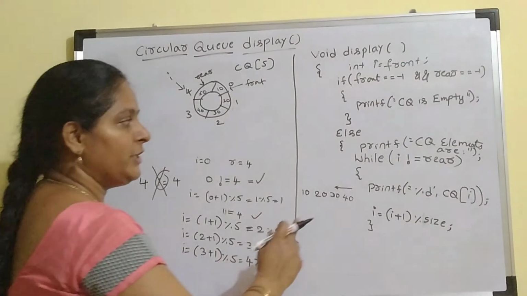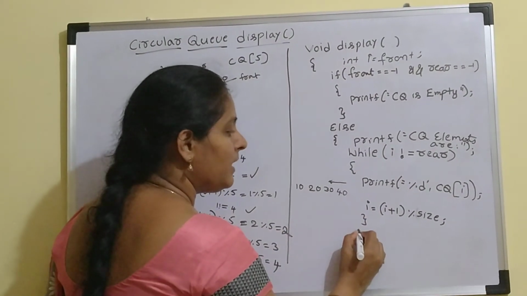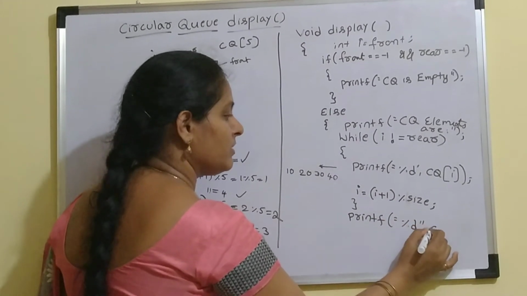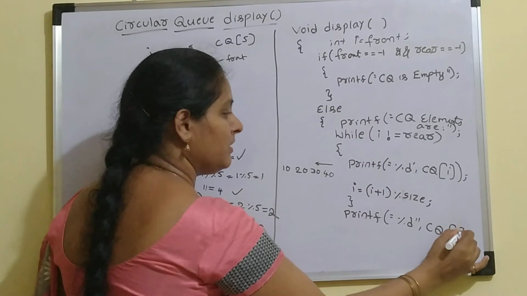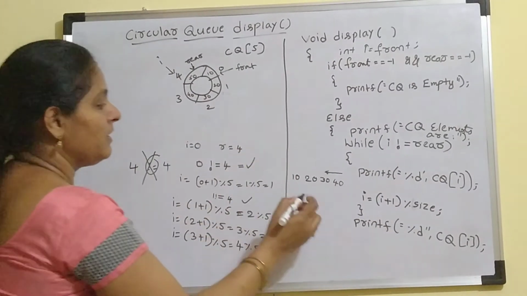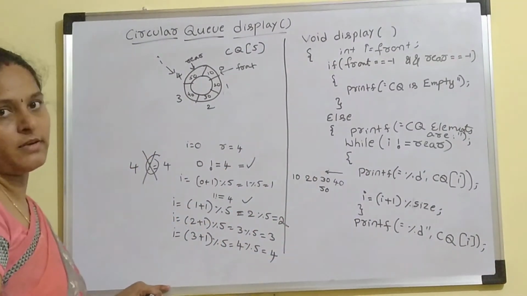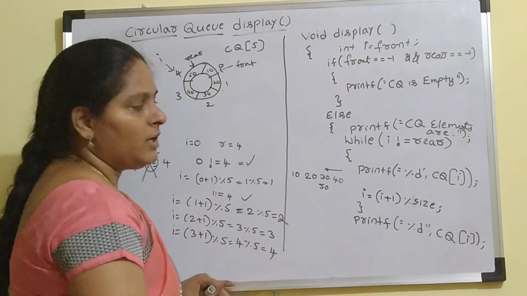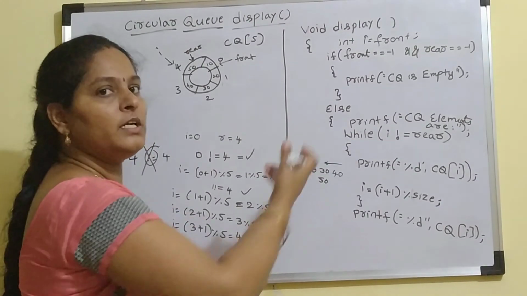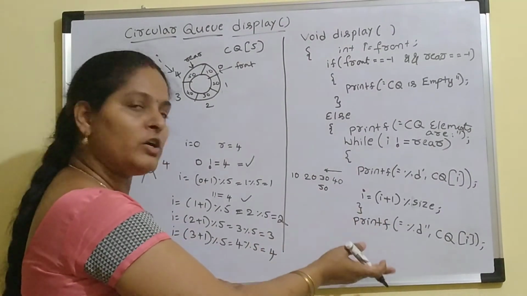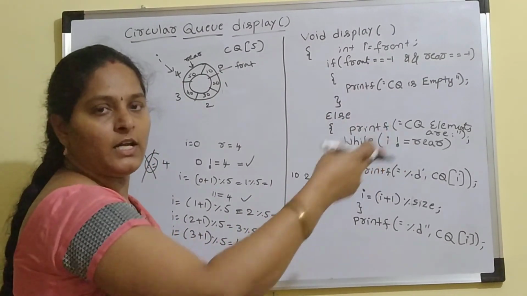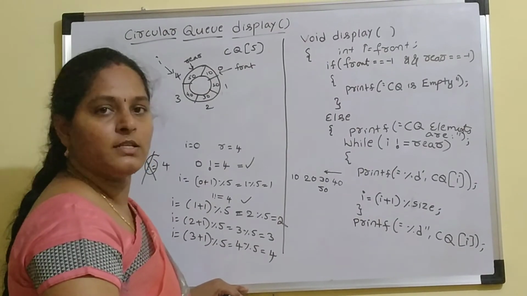So that is the reason why, after coming out of this statement, we need to write one more printf statement. Printf percentile D CQ of I. Now what is the CQ? CQ of 4. CQ of 4 is 50. So 50 will be printed on the screen. So like this we can write the condition. If you don't want to write this printf statement separately again after the while loop, you just use the do while. Or if you are comfortable with the for loop, you can write the for loop also for moving I value till the end of the list or till the end of the circular queue.